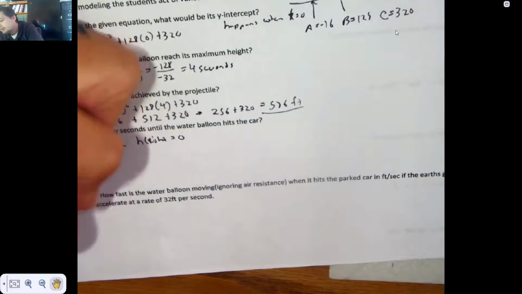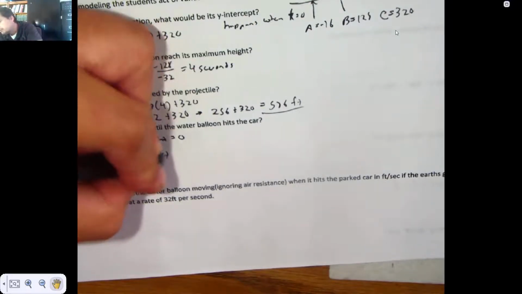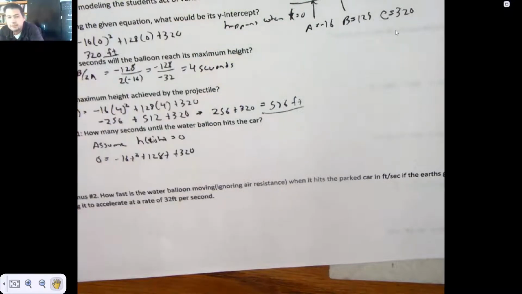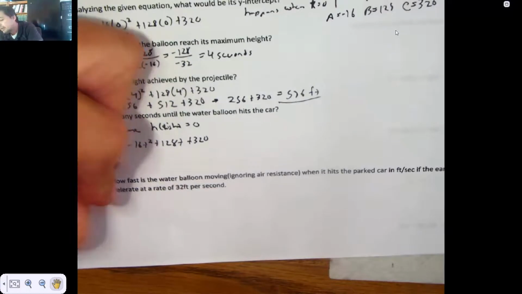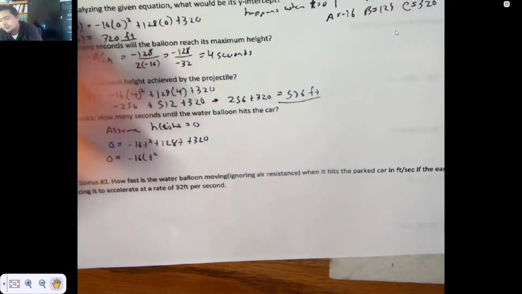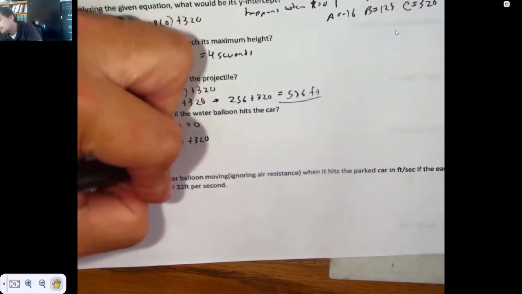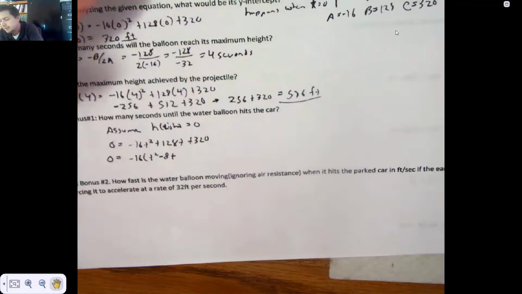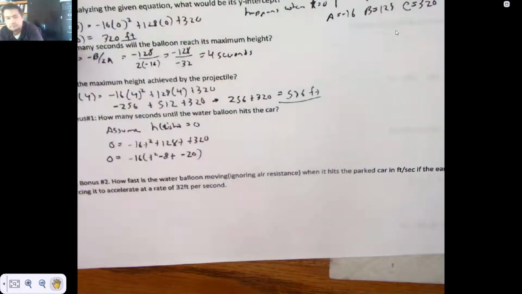So we're going to take our little equation and set it equal to 0. And we're going to hope that Mr. Milbrath created something that factors, because I didn't really think about this when I created it. I'm going to pull the negative 16. If I pull a negative 16 from 128, I should get minus 8t. And if I pull a negative 16 from 320, I should get a negative 20. So that's the initial factorization.